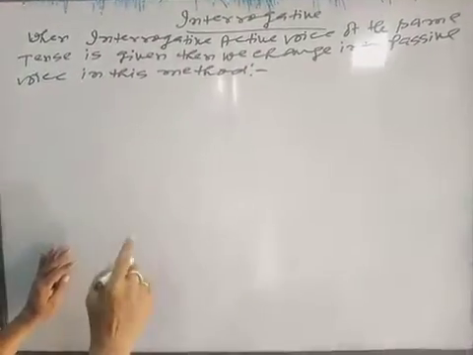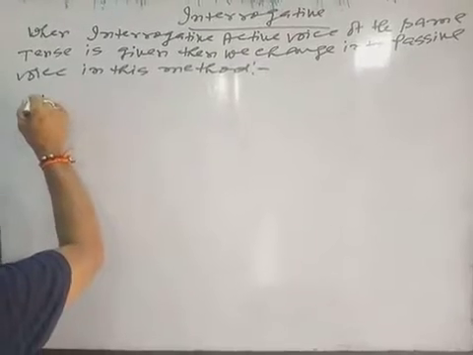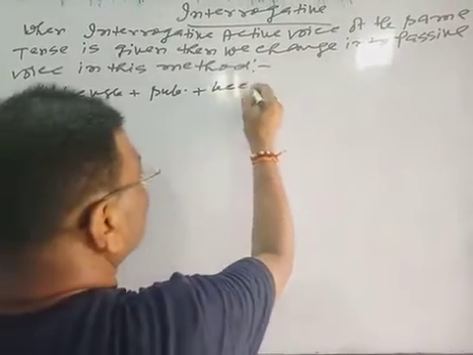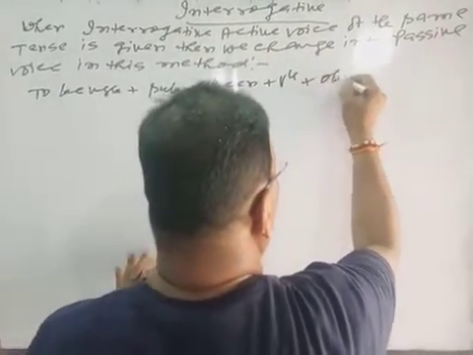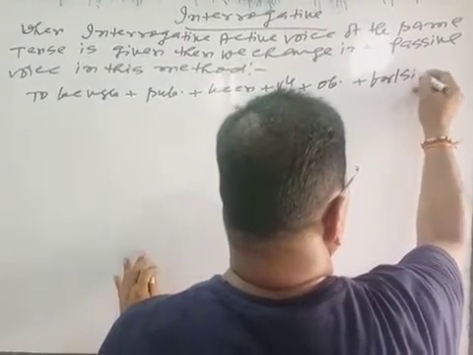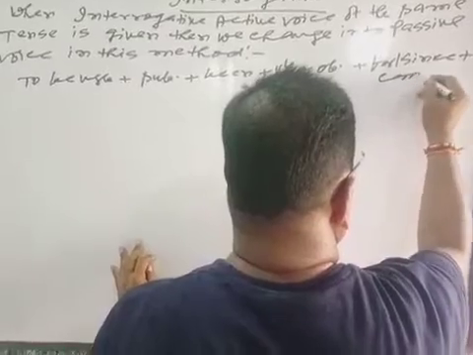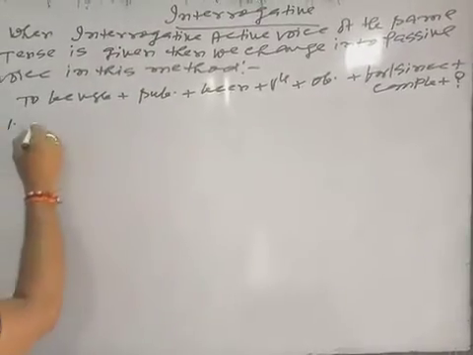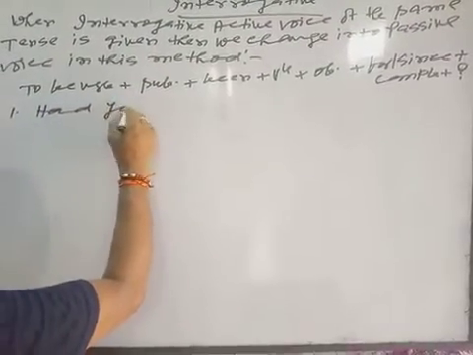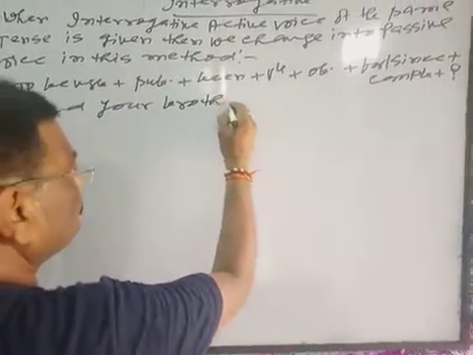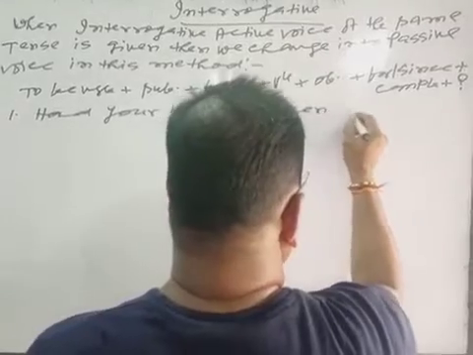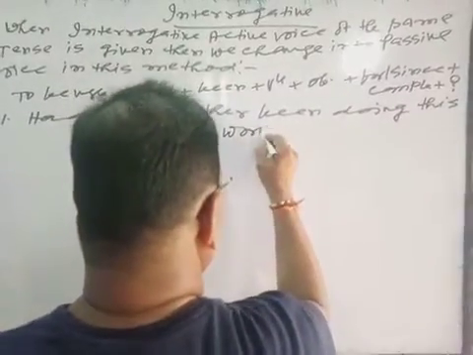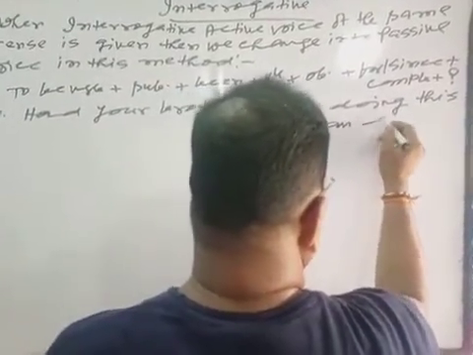Now here is the structure of active voice. To be verb, subject, been, before, object, for, since, complement, and then sign of interrogation. Had your brother been doing this work for an hour?